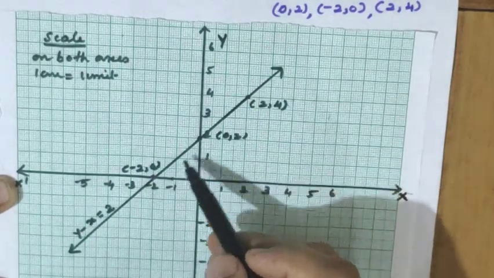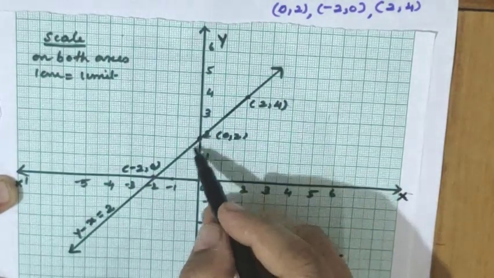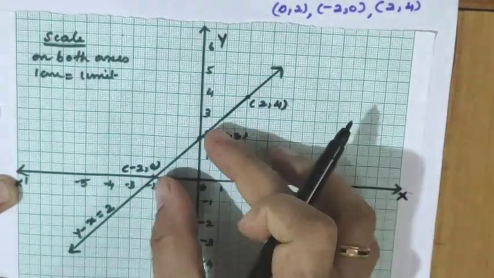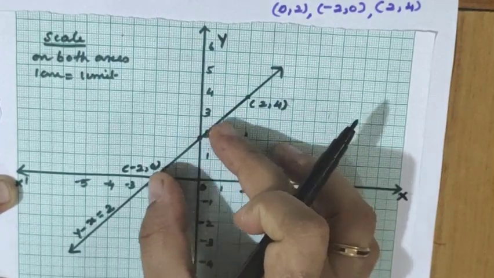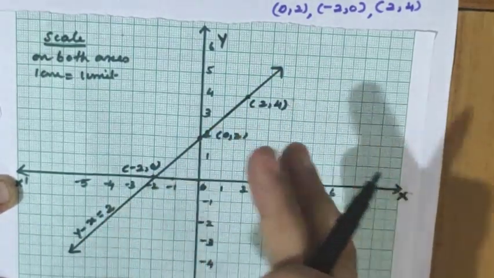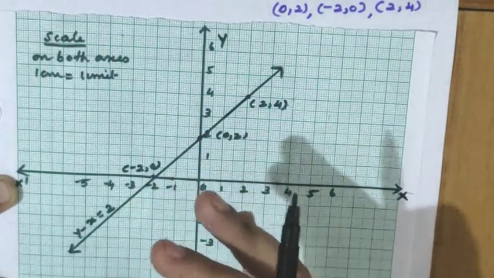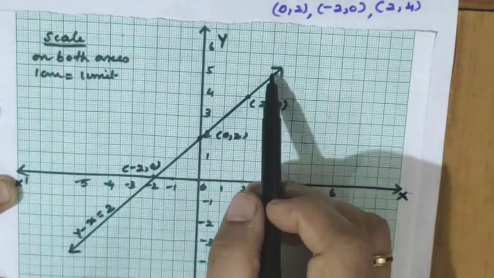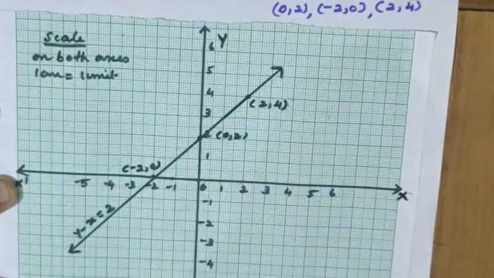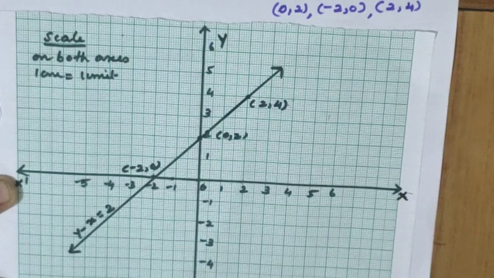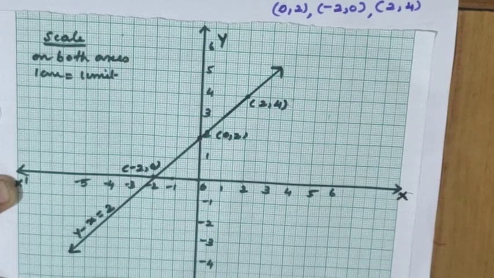And see that you extend it completely, because when 2 points are joined, some children will keep the line only this much. That is wrong. We should extend it properly on both sides, and it should look like a line only, and don't forget to put the arrows. Understood now? This is the first graph of today.